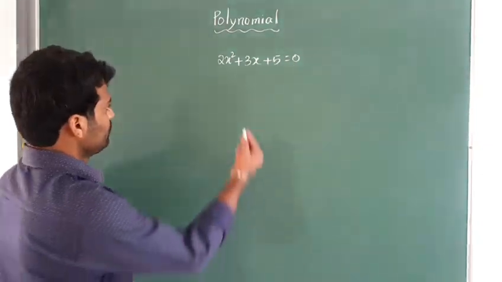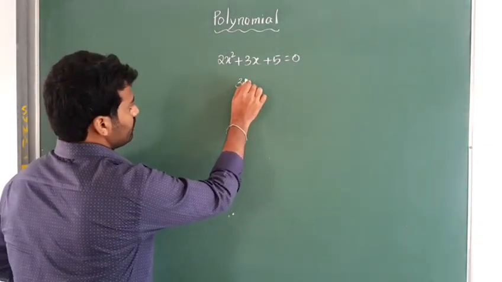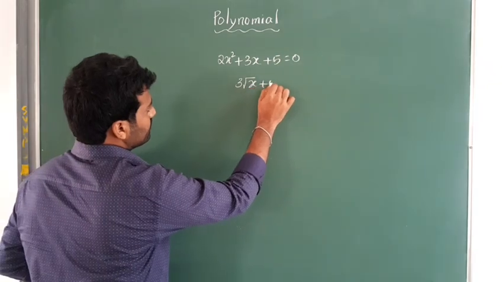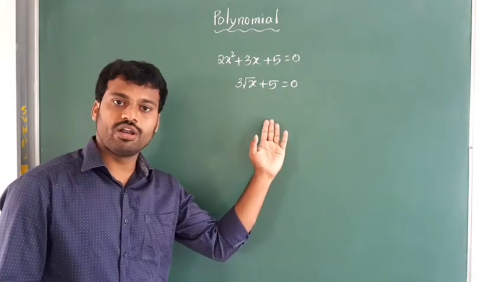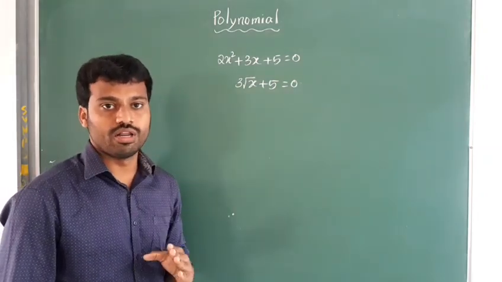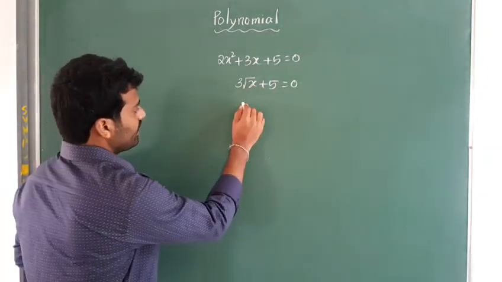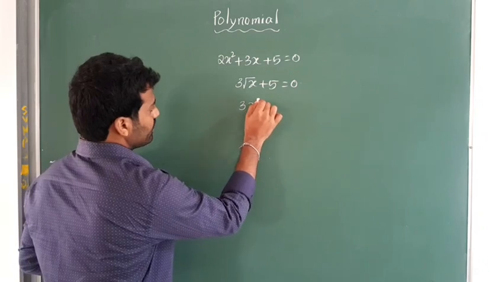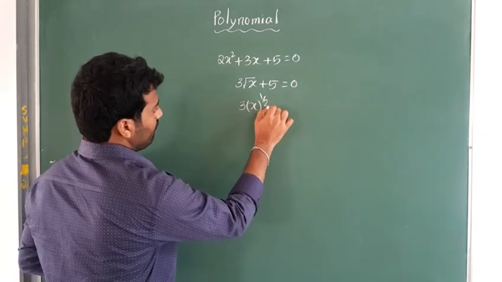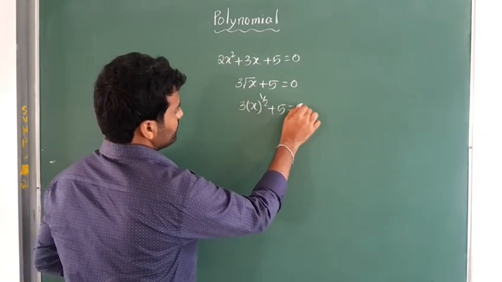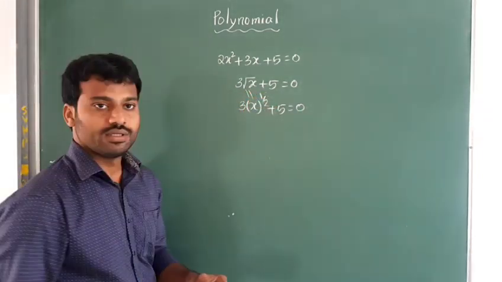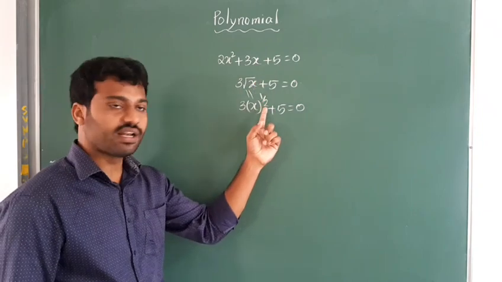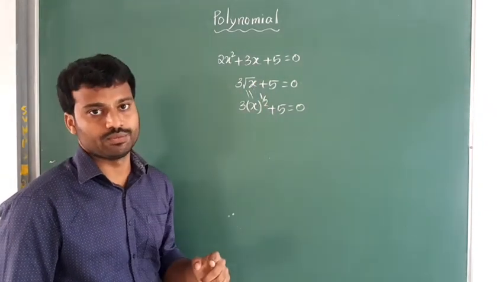The same equation I will write now as 3 root x plus 5 is equal to 0. Is it a polynomial? No, it's not a polynomial. Why? Because this can be written as 3 into x to the power of 1 by 2 plus 5 is equal to 0. So we know root can be written as power 1 by 2.